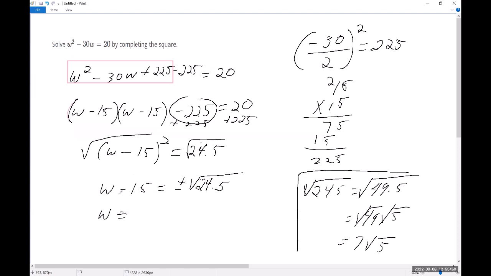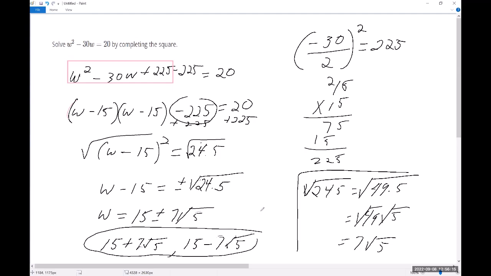I might as well move the 15 over. Plus or minus 7 root 5. And if they want you to list the two answers, you're going to do 15 plus 7 root 5, comma, and 15 minus 7 root 5. That's how you would do that.